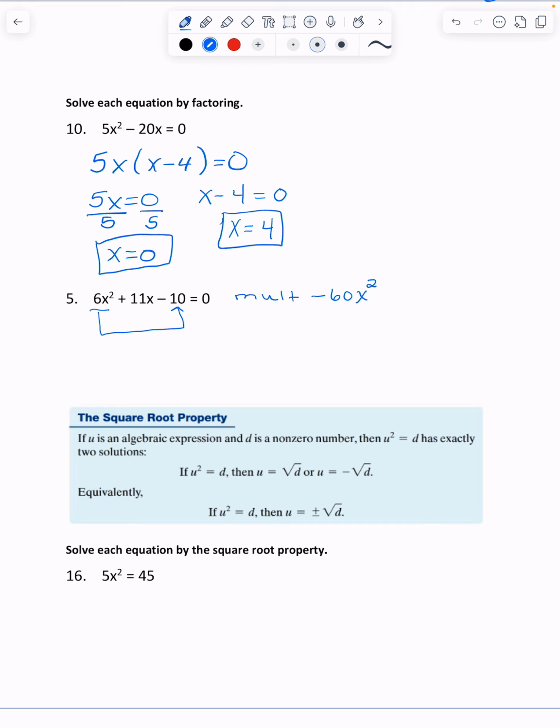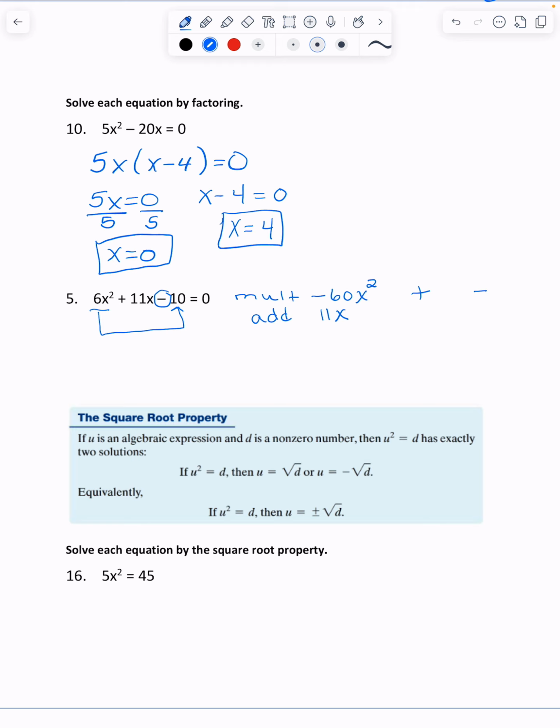So I'm going to be looking for 2 numbers that multiply together to give me negative 60x squared, but add together to give me my middle term of 11x. Can you think of 2 numbers that would match that criteria? Now think about this. The third term is negative, so if I go back to my rules of trinomials, I know that one of those signs has to be positive and one of those signs has to be negative. That's the only way that I can multiply 2 numbers together and get a negative answer.